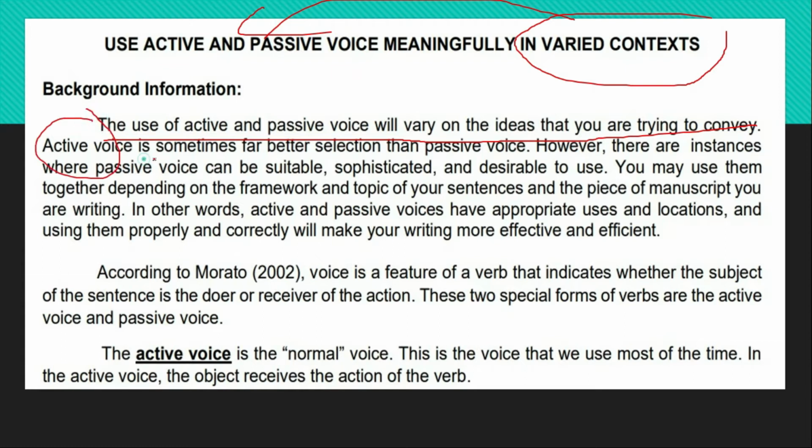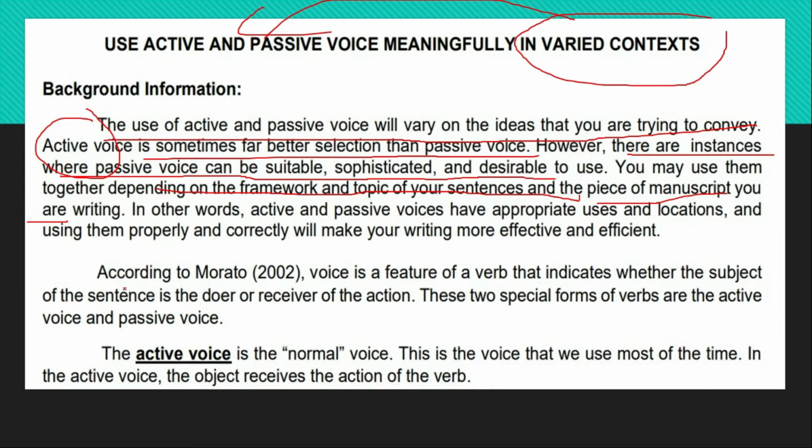Active voice is sometimes a better selection than passive voice. However, there are instances where passive voice can be more suitable, sophisticated, and desirable to use. So just like what I said, it depends upon the meaning you want to convey. You may use them together depending on the framework and topic of your sentences and the piece of manuscript you are writing. In other words, active and passive voices have appropriate uses and locations, and using them properly and correctly will make your writing more effective and more efficient. So you must know how to play with active and passive voice.